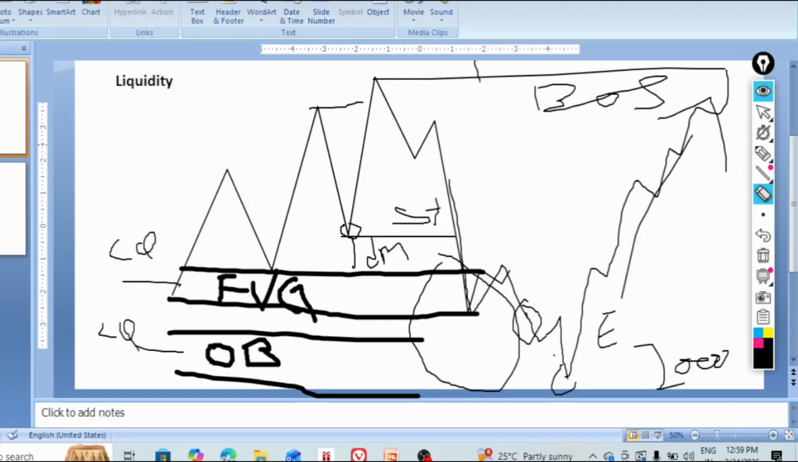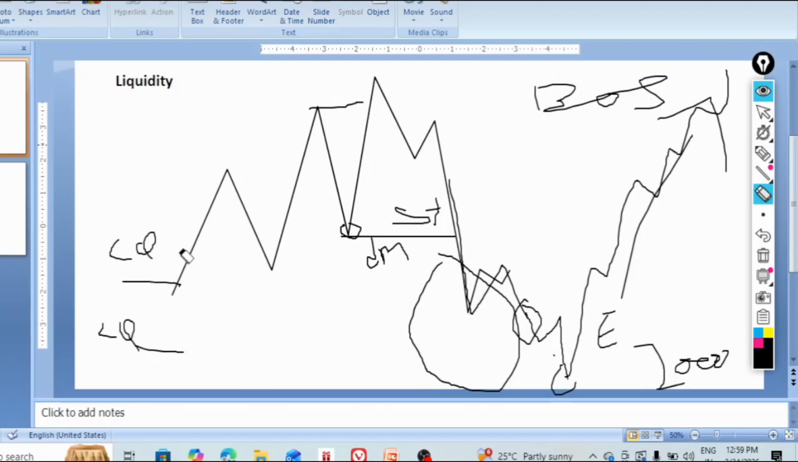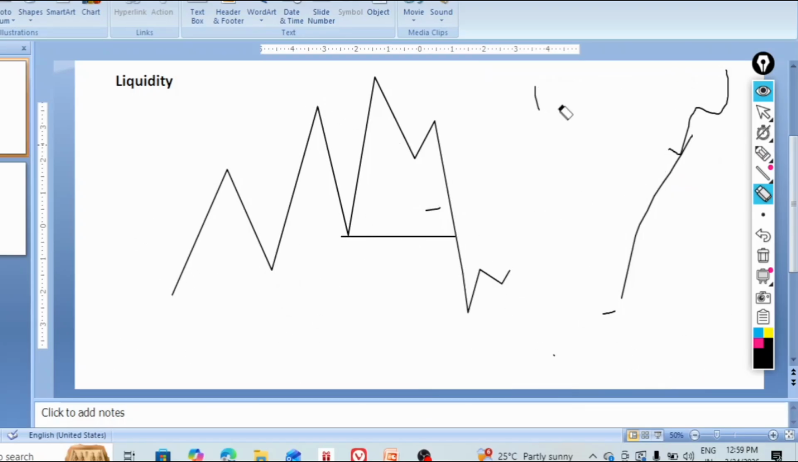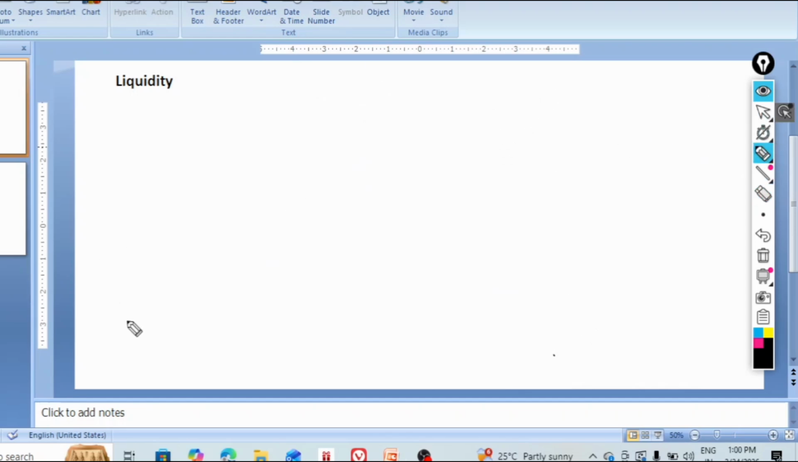Okay, so that's about the liquidity, and where you will find the liquidity. So the market is moving like this.